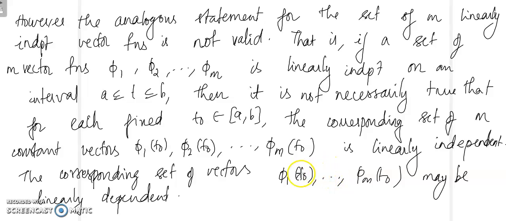So we will see an example of this. The vector functions, when you take them as such, are linearly independent, but when you take the corresponding constant vectors, so when you fix the value for t, they are linearly dependent. So let us see an example.